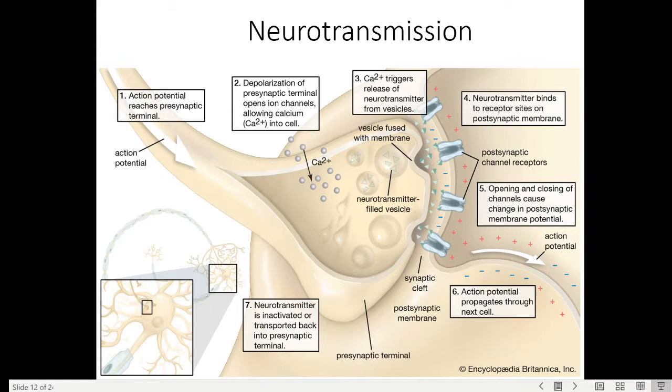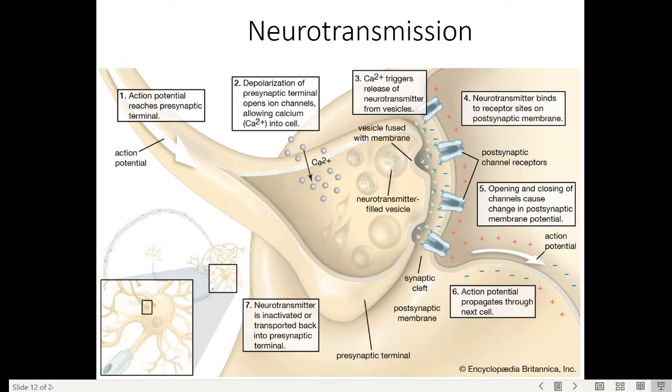Calcium ions trigger release of neurotransmitters from the vesicle. The vesicles are in the presynaptic terminal. So the calcium present in the presynaptic terminal alerts our vesicles that we want to transmit the signal.